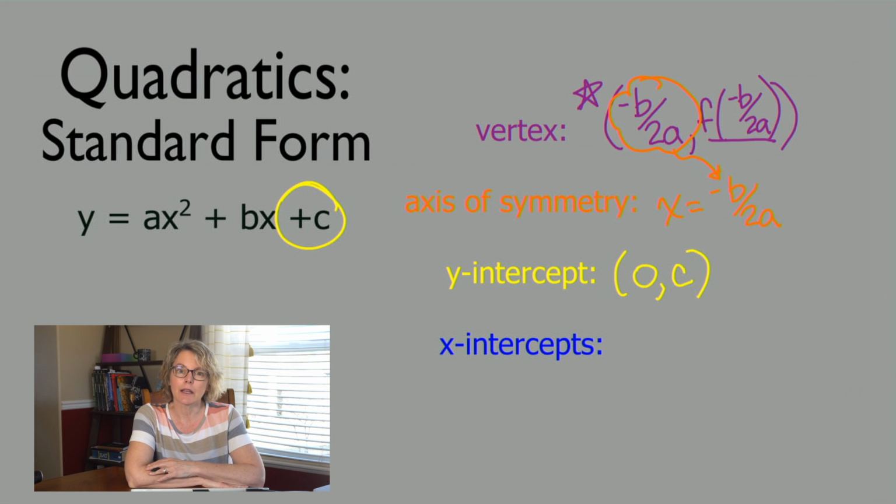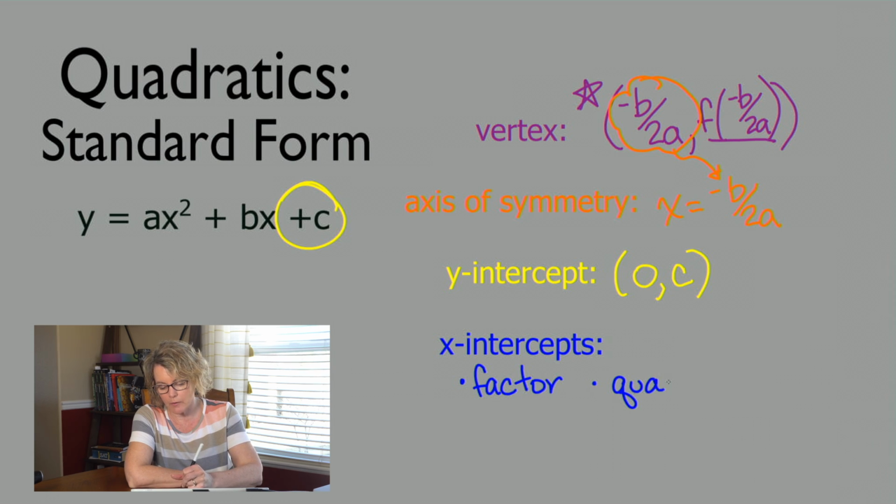Next up are x-intercepts. In the standard form, our x-intercepts are not obvious. We have a couple choices here. We can go ahead and factor our equation to find them. Or if that doesn't work, or if we don't want to do it that way, we could use the quadratic formula.